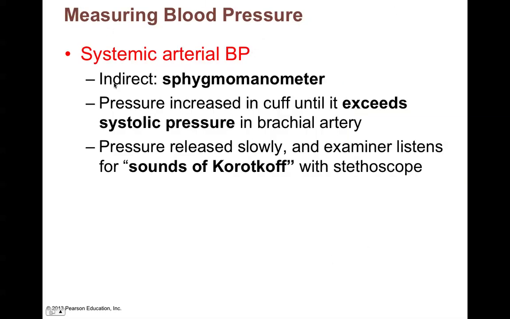Measuring blood pressure. In order to measure systemic blood pressure, we use a sphygmomanometer. We will be doing this in lab. There's a rubber bladder inside the cuff, and you will fill that with air. We're increasing the pressure in the cuff until it exceeds the body's systolic pressure in the brachial artery. The pressure is released slowly, and then you'll be listening for sounds. The first sounds that are heard are called sounds of Korotkoff, and you're listening with the stethoscope.